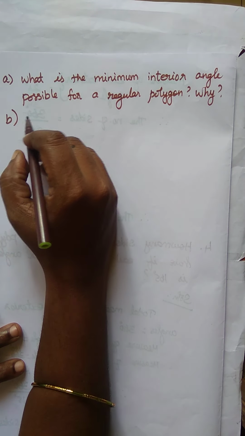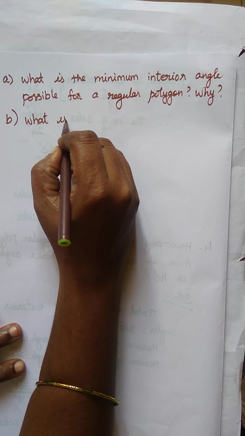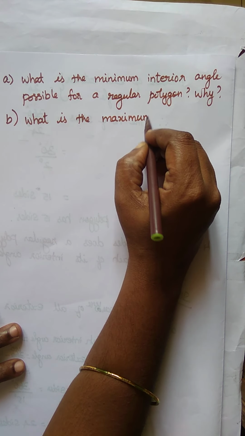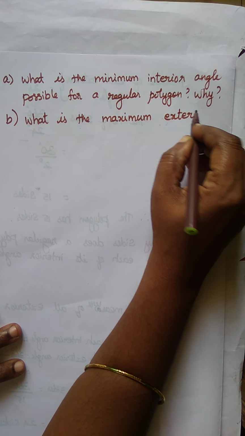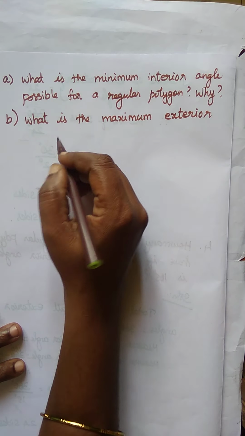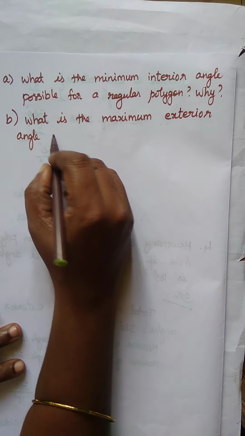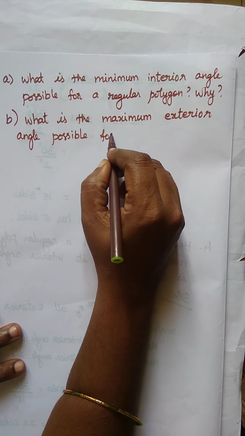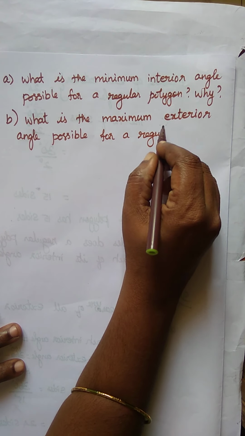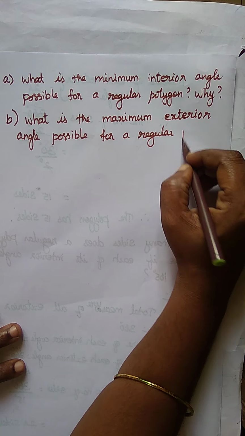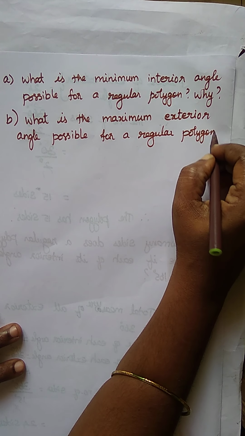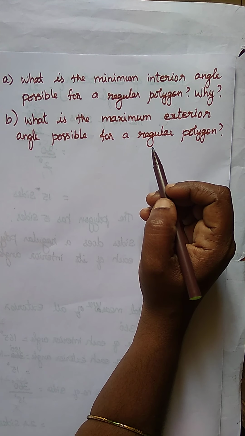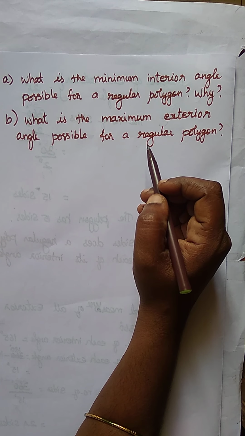Next question, what is the maximum exterior angle? Minimum interior and maximum exterior angle possible for a regular polygon. Okay, so understand the question. What is the minimum interior angle and what is the maximum exterior angle possible in the regular polygon? That is the question. Okay, what is the meaning of regular polygon?